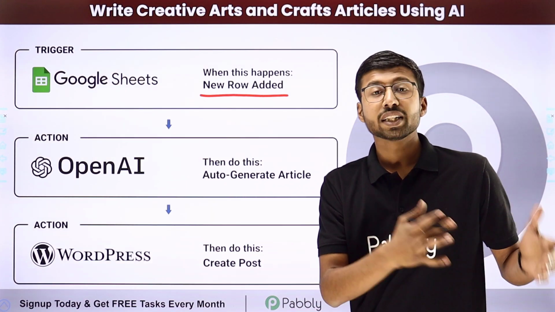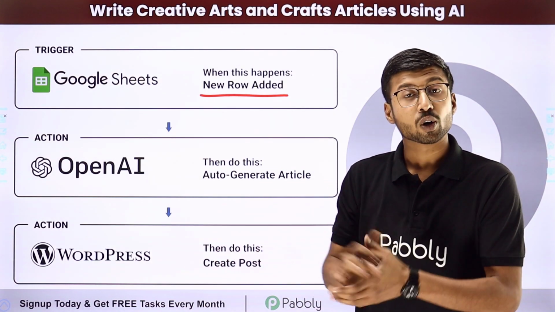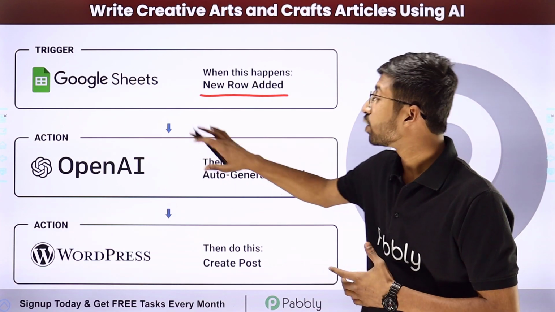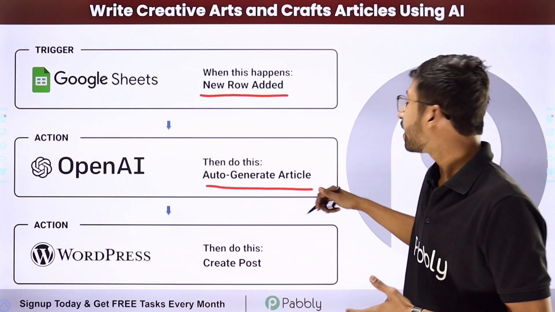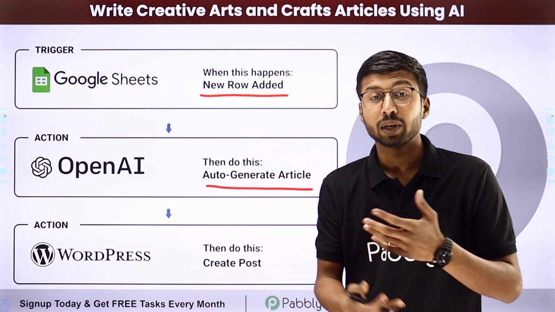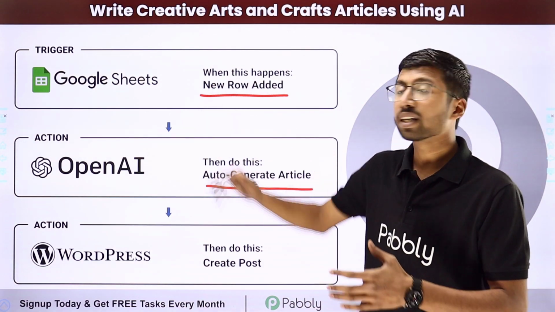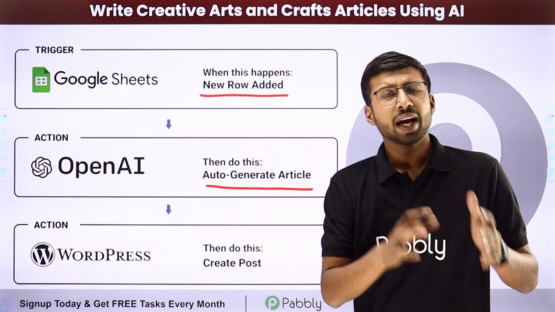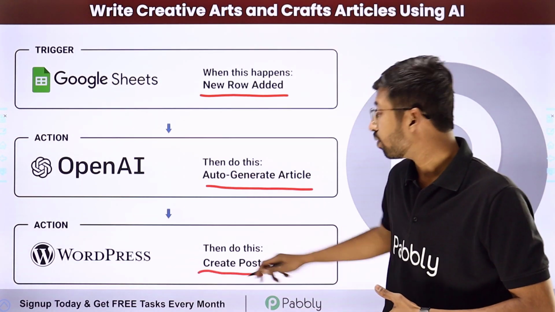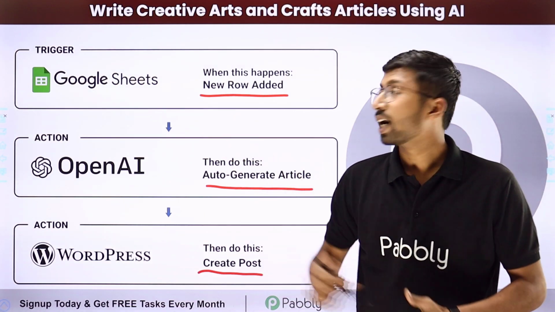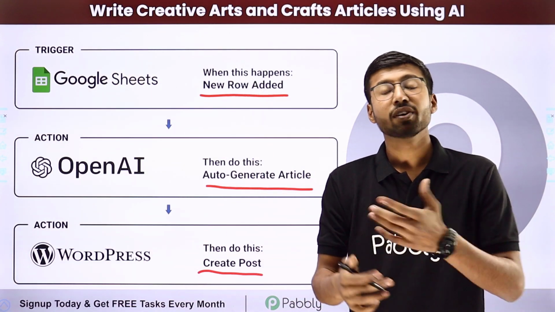And then automatically this automation workflow will trigger, and then using an artificial intelligence platform like OpenAI, we will be automatically generating some kind of article, some kind of content related to the title which we have added in our Google Sheet. And not only this guys, automatically we will be creating a post in our WordPress site with the same content and the same title which we have added in our Google Sheet.